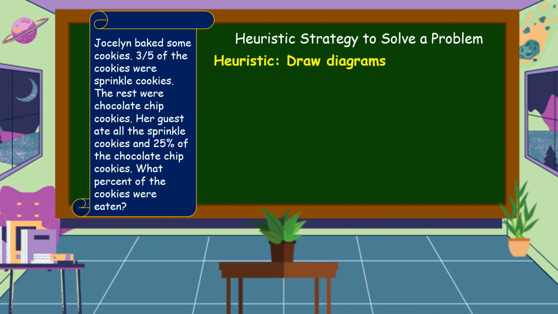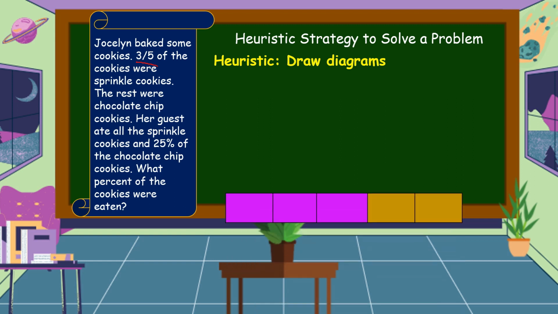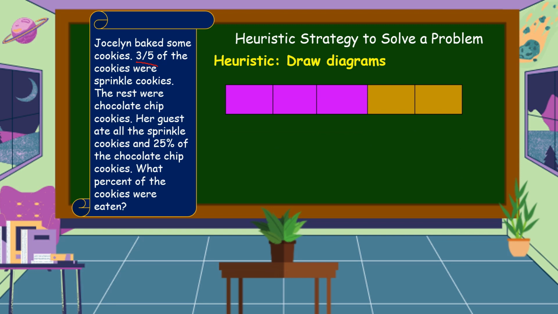So, sa heuristic strategy, we're going to draw diagrams. Looking back to our problem, we have here 3/5. So, we can draw a diagram having 5 equal parts. Then, as we all know that 3 parts of it is intended for the sprinkle and the rest is for the chocolate chip. It is also said here that her guest ate all the sprinkle cookies.